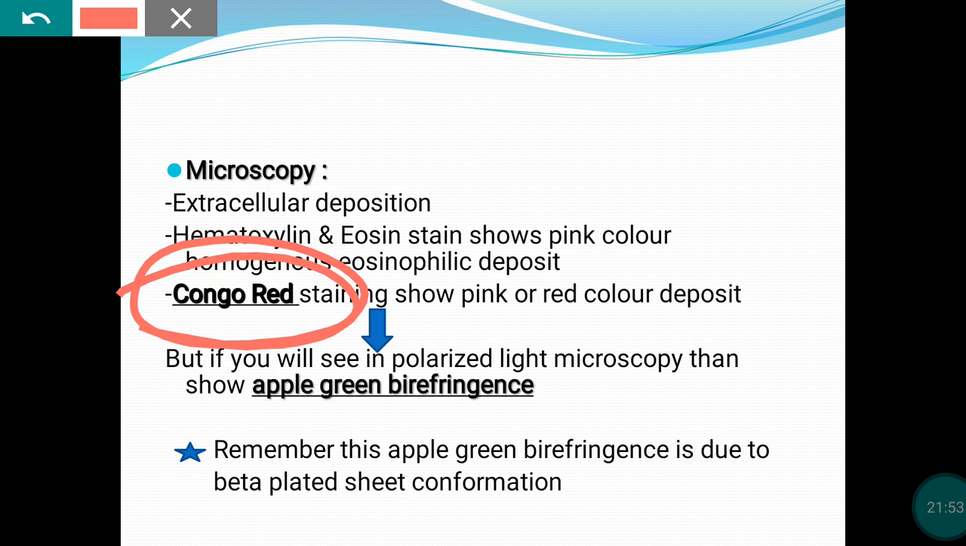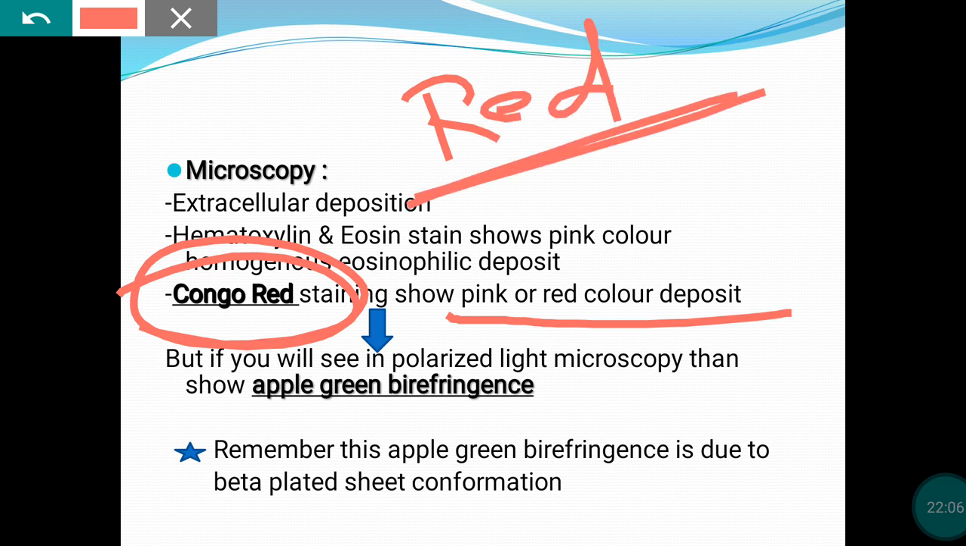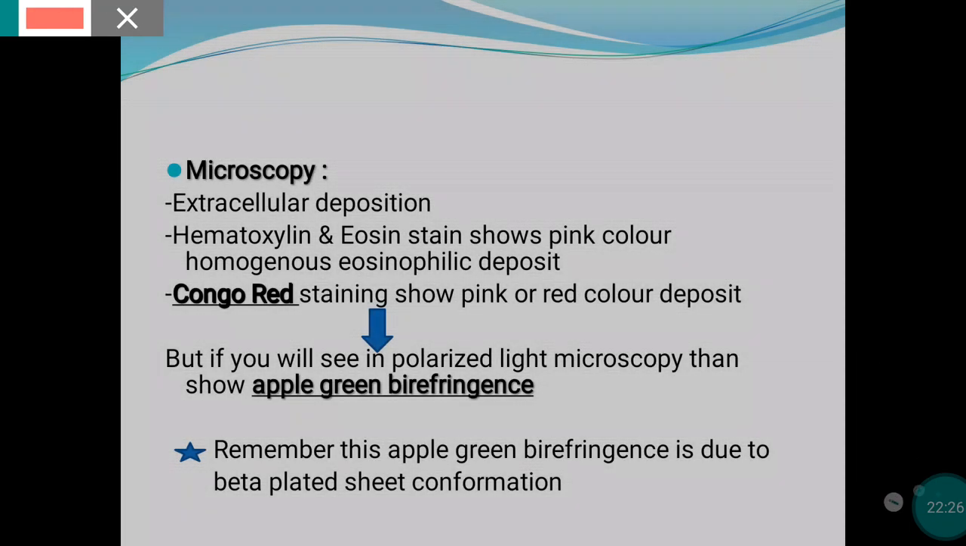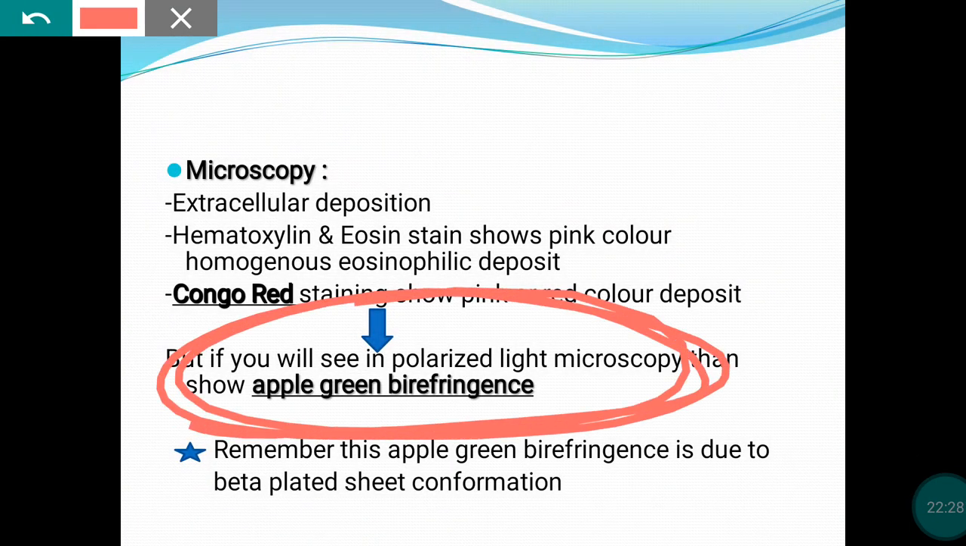It will give the amyloid a pink or red color. So the deposit will look pink or red colored with the Congo red stain. Usually it looks red colored. So that is the specific stain for amyloidosis. Again, this is not diagnostic. You have to inspect such deposit after Congo red stain in the polarized light microscopy, and it will show the apple green birefringence.